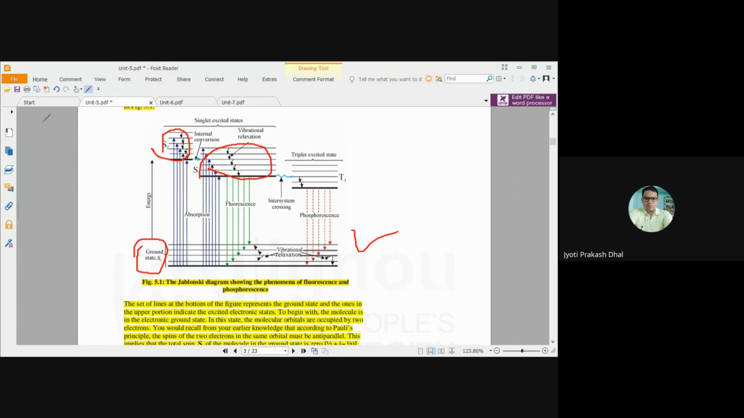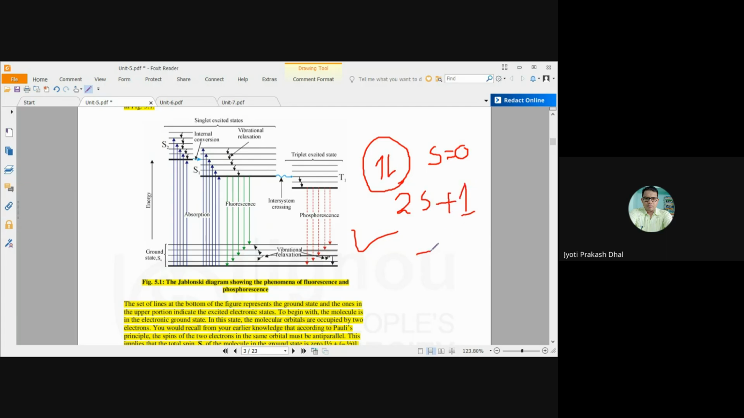So why are these called S0, S1, S2? Because these are singlet states. Singlet state means in this state the two electrons present are in pair form. So the total spin equals plus half minus half, that is equal to 0. And hence the multiplicity, we know, is 2s plus 1, that is equal to 1. So that's why these states are called singlet states.